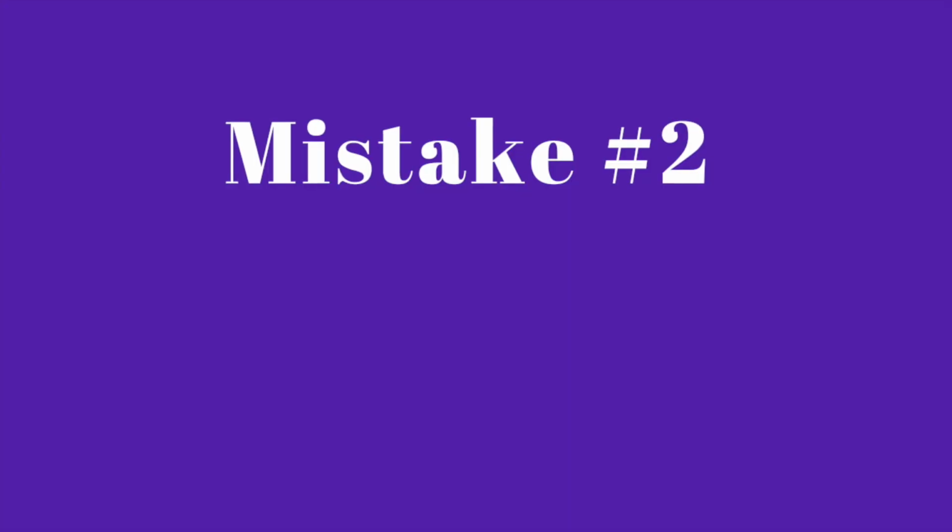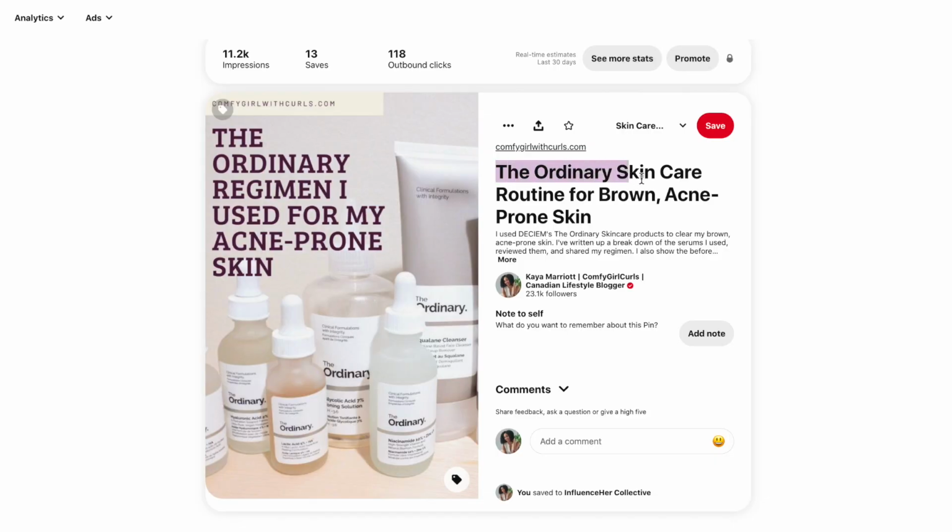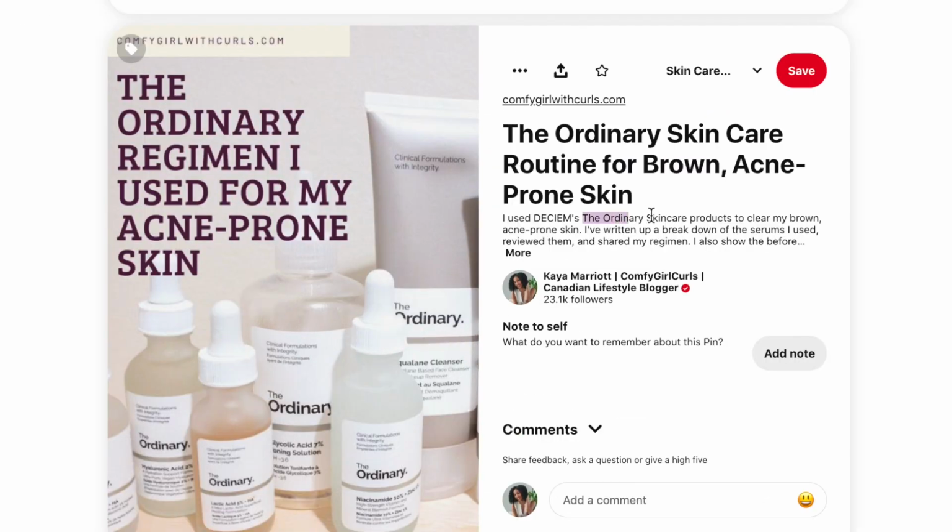And that ties into the second mistake that I see people doing, and that is not using keywords. So if Pinterest is a search engine, you want to make sure that your content gets in front of the people searching for it. And how are you going to do that? You are going to need to include keywords, which will tell Pinterest what your content is about. You want to include those keywords in the title of your pin, in the description of your pin. You want to include them everywhere that naturally makes sense.